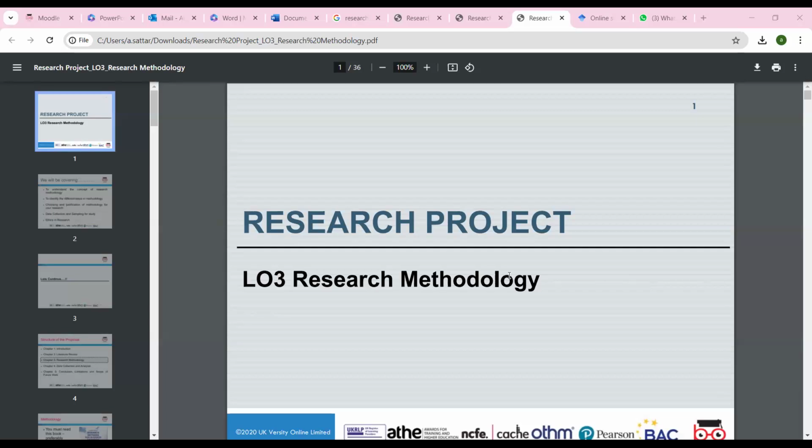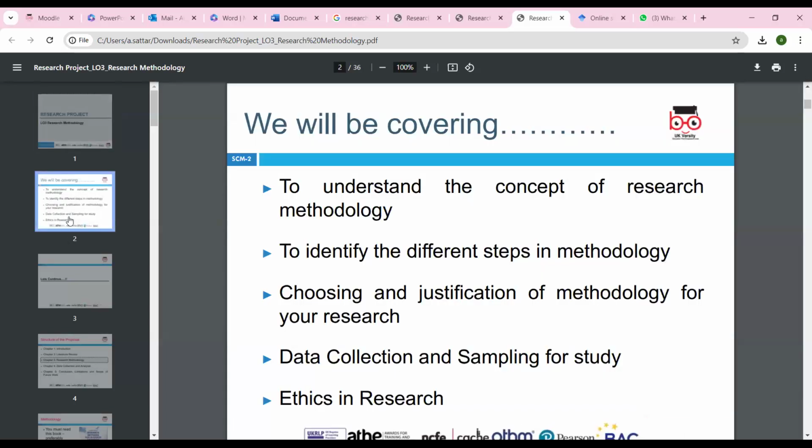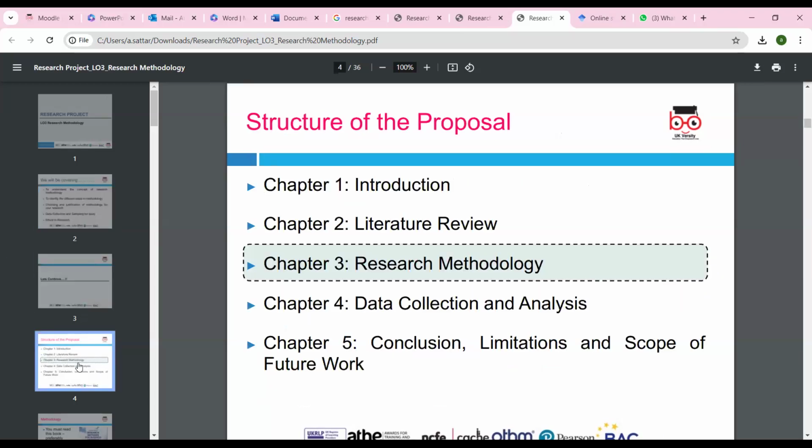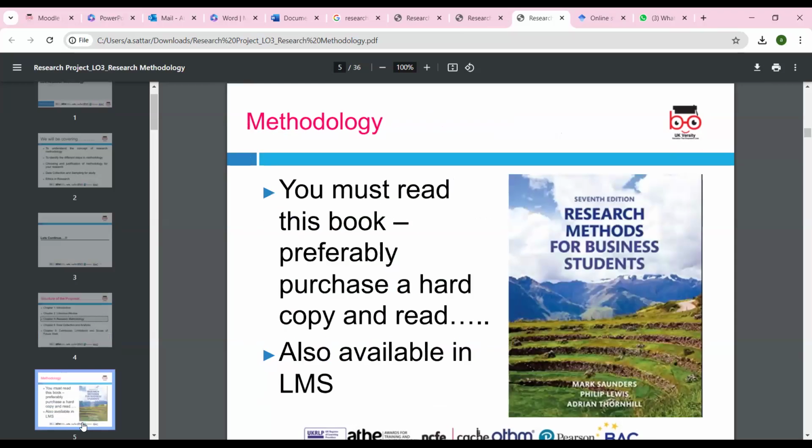So today's lesson is focused on the concept of research methods, identifying the different methodologies. We'll go through choosing and justifying the methodologies, data collection, sampling, and ethics. That will be all in our lesson. This is chapter 3 of the research proposal, the research methods and research methodologies, which is very important.